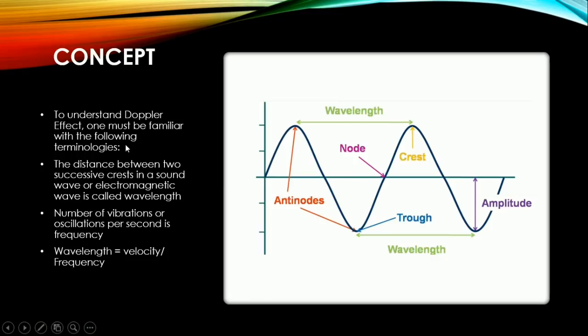To better understand the Doppler effect, one must be familiar with the following terminologies. The distance between two successive crests in a sound wave or electromagnetic wave is called wavelength. See this wave. Distance between successive crests is one wavelength. Number of vibrations or oscillations per second is frequency. Wavelength is equal to velocity divided by frequency. Nodes are points where amplitude is zero, and antinodes are points where amplitude is maximum.